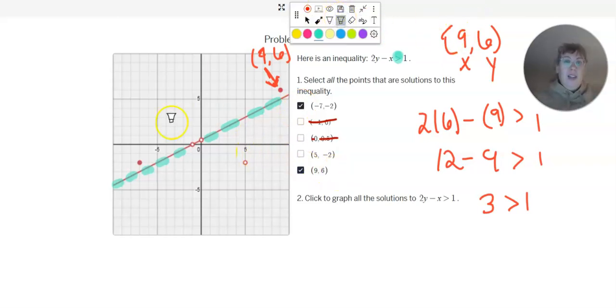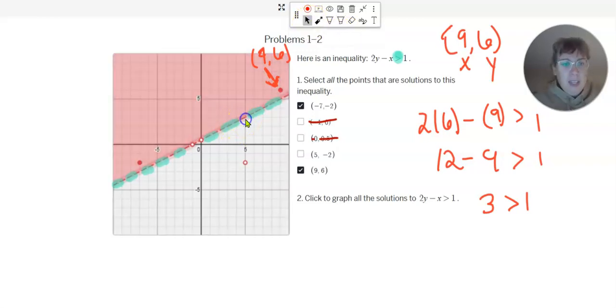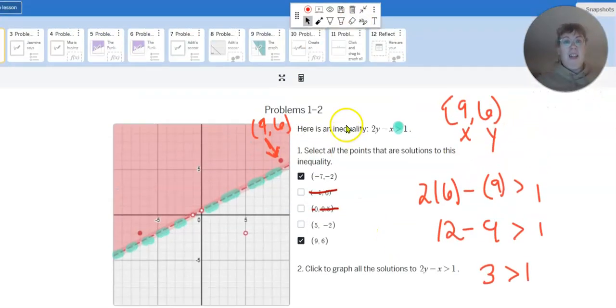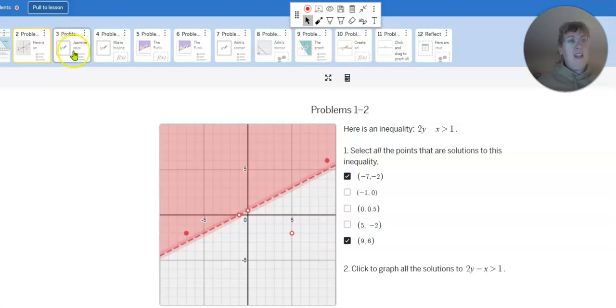Okay, so we know that it's going to be above the graph, and then we want to make that line dashed, like I was saying before, because it's just greater than. And there we go. Now it's graphed. Beautiful. Let's go ahead to the next slide.